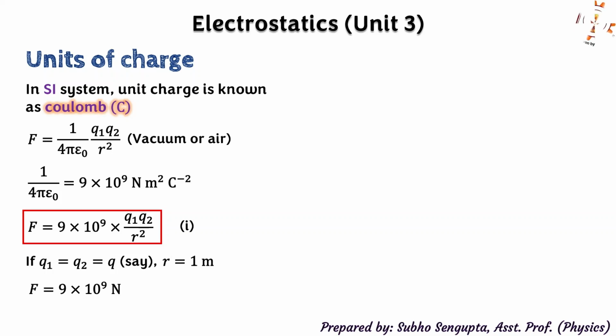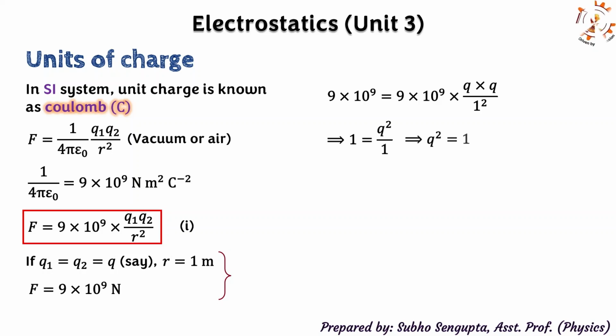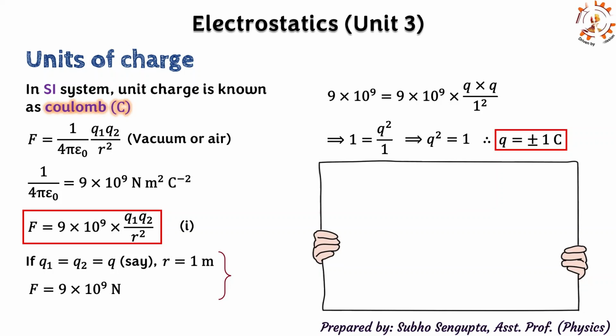If you put all these values in equation 1, you get 9 times 10 to the power 9 is equal to 9 times 10 to the power 9 times Q into Q upon 1 squared. This leads to Q squared is equal to 1. Hence, Q is equal to plus minus 1 Coulomb. So, I define 1 Coulomb as follows.